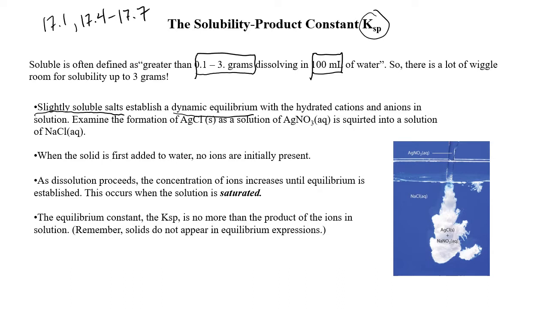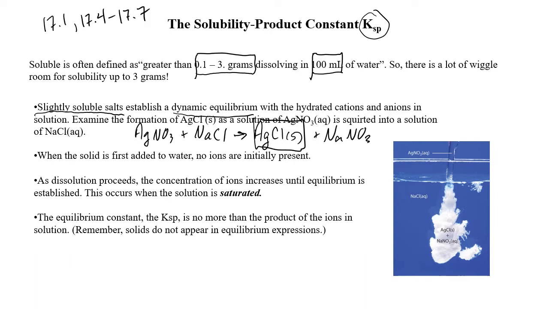For example, if you mixed AgNO3 plus NaCl, you'd get a precipitate, AgCl, plus NaNO3. Now, this is not completely insoluble, it's just slightly soluble.